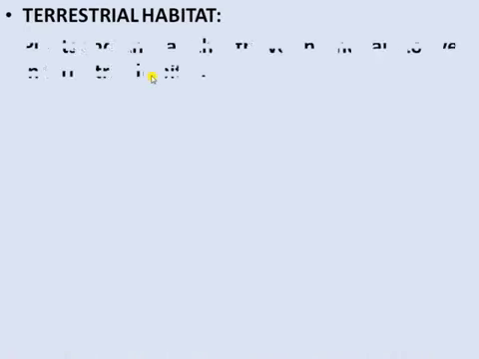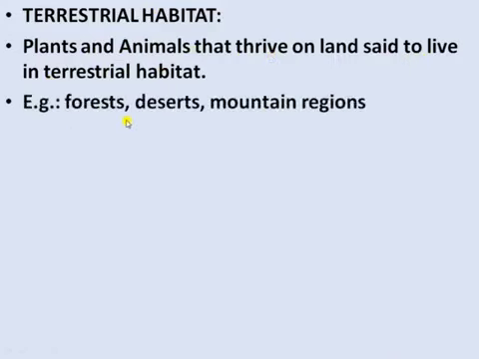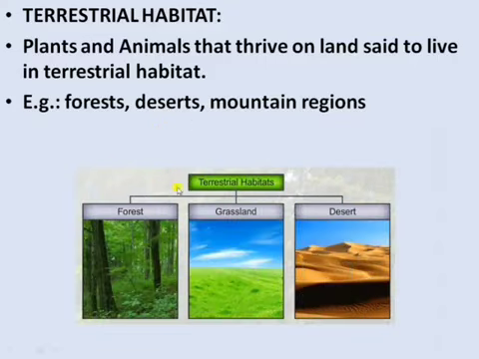Next is about the terrestrial habitat and the aquatic habitat. Animals which live in the terrestrial habitat are called terrestrial animals; the plants and animals that thrive on land are said to live in the terrestrial habitat. For example, forest, desert, and mountain regions are examples of the terrestrial habitat. The terrestrial habitat is divided into forest, grassland, desert and mountain region.